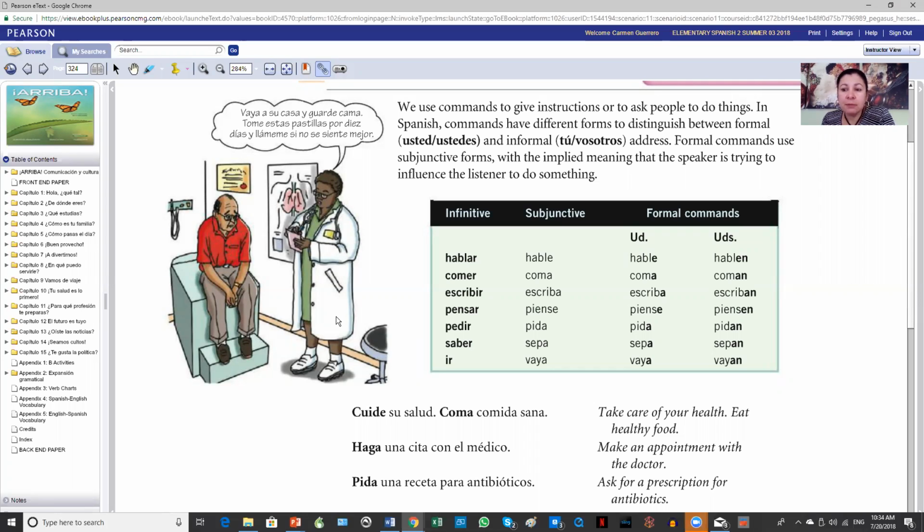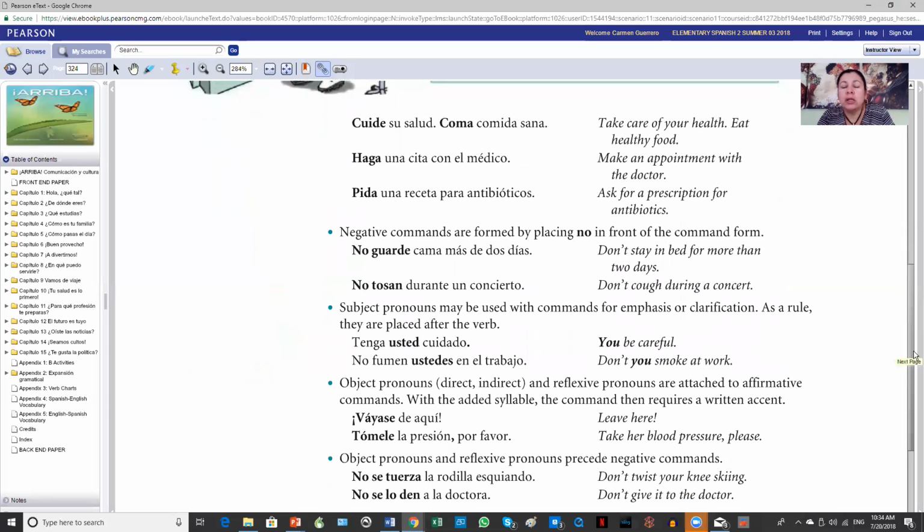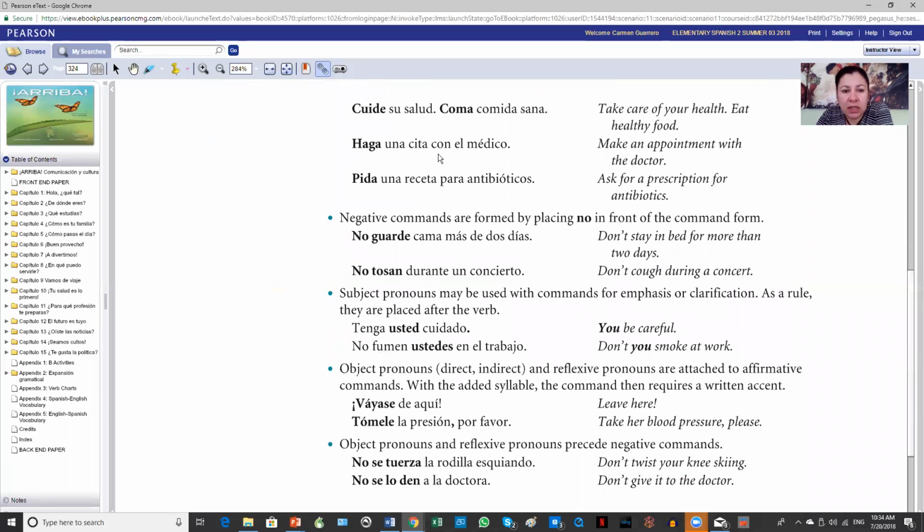Formal commands use subjunctive forms, but we have not studied subjunctive. So that's why we are just going to look at the examples here and then jump to the forms. How do we learn that without subjunctive? Look at that. Cuide su salud, coma comida sana, haga una cita con el médico, pida una receta. This is the doctor giving advice.